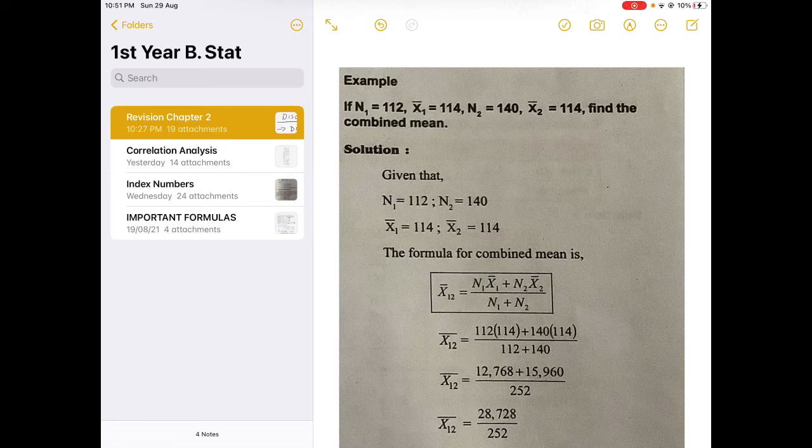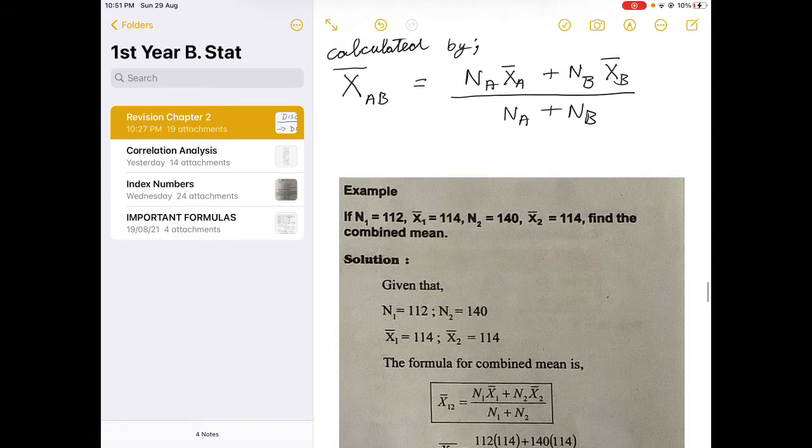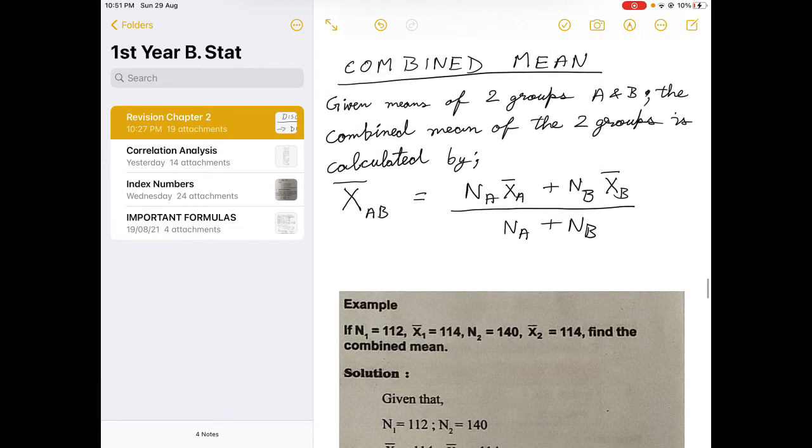Good morning, students. Today we are going to see how to calculate different types of combined means or even weighted means. So, first let's take a look at an example of combining means of two groups. So, there are two groups A and B.